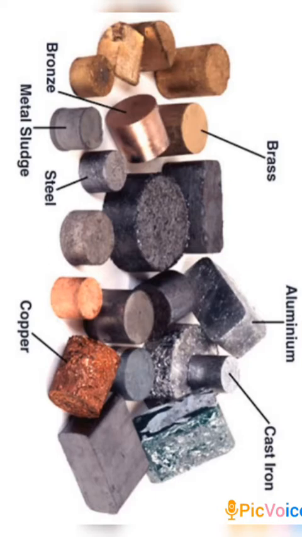Here you can see a few examples of metals like iron, copper, gold, silver, and aluminium. These are the elements which are hard, shining, and good conductors of heat and electricity.